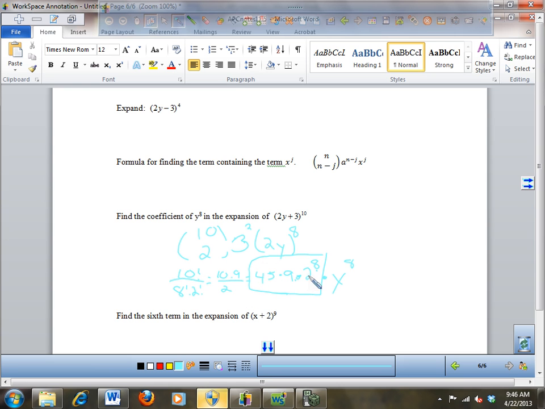Can you multiply that in your calculator? Go ahead, David. 103,680. Okay? No, it's not. 2 to the 8th is 256, so it's 256 times 9 times 45.